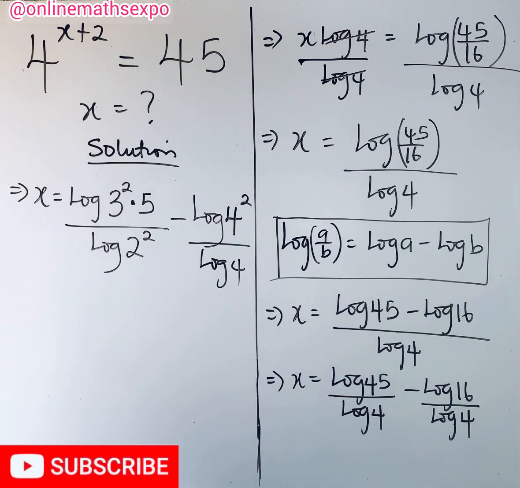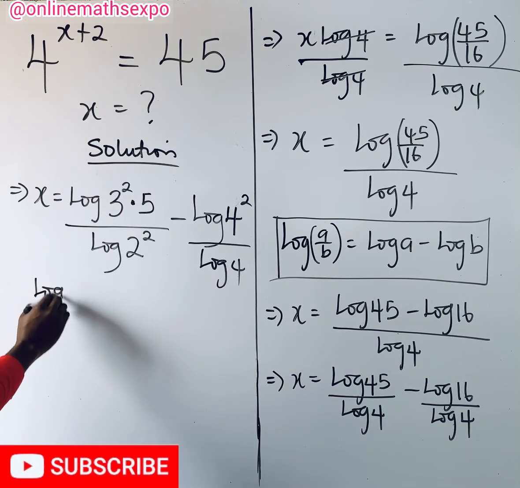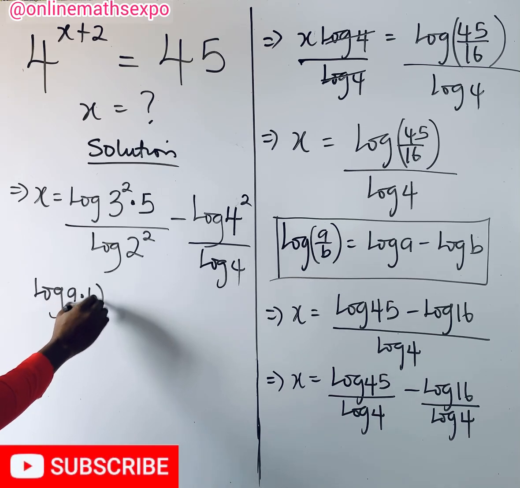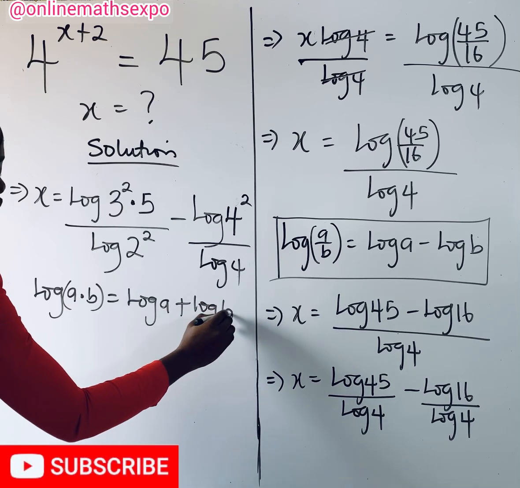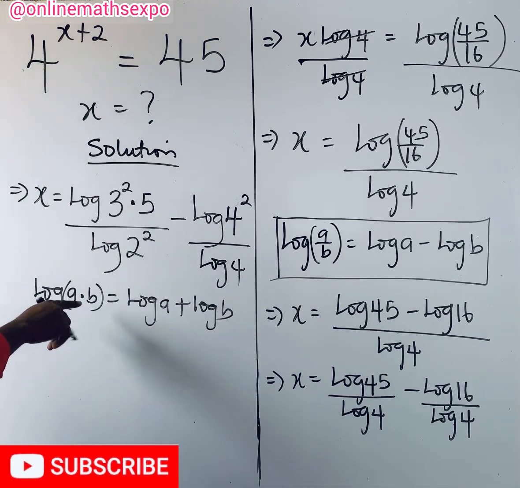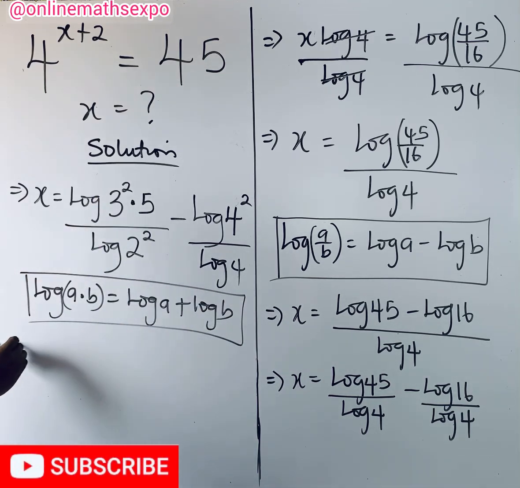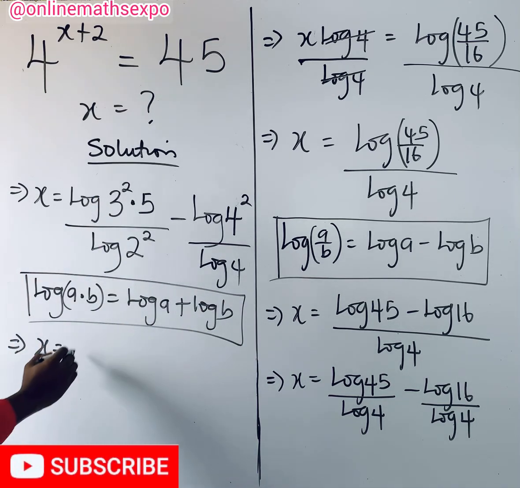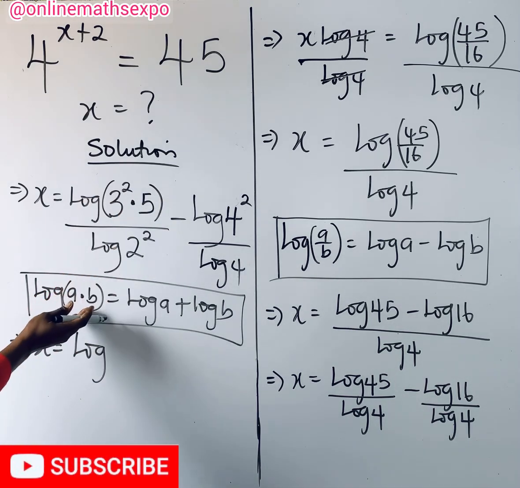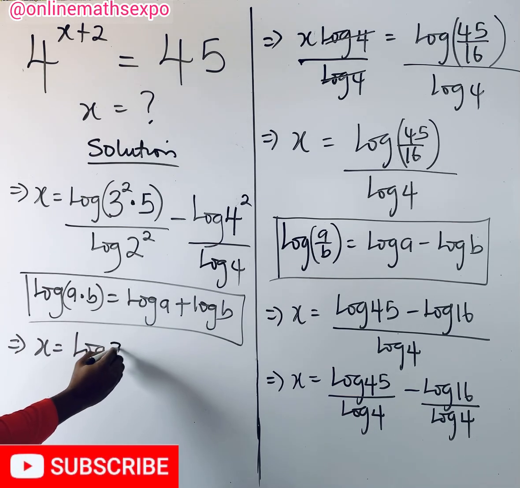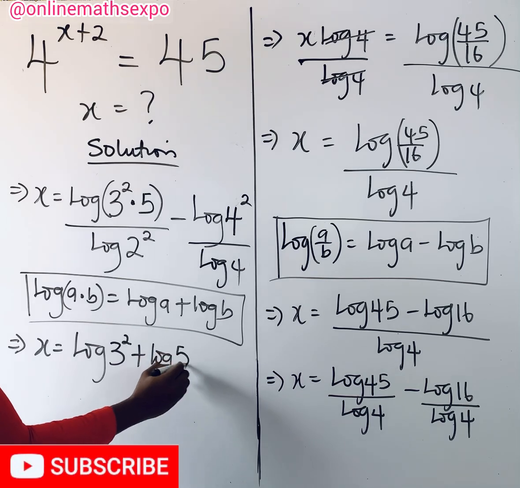We are simplifying. Now, what do we do again? Remember that each time you have log of A multiplied by B, it is the same as log of A plus log of B. Multiplication turns to addition. So this is giving us x is equal to log of, remember this is multiplying, so we're going to have log of 3 to the power of 2 plus log of 5, okay?